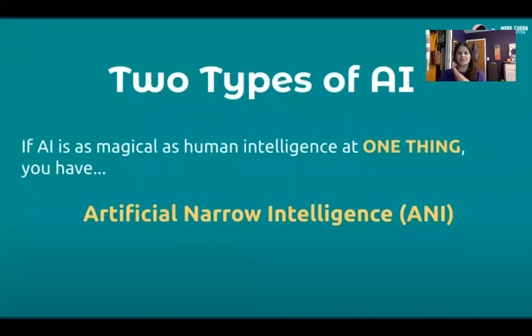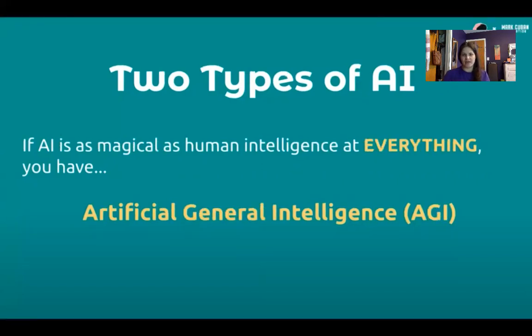Okay. Now we're going to talk about 2 different categories of artificial intelligence. The first one is called ANI, which stands for Artificial Narrow Intelligence. That's what we call it when AI is magical at doing just one particular type of thing. And then AGI is when a computer or artificial intelligence is able to do everything that a human can do. And that's called AGI.